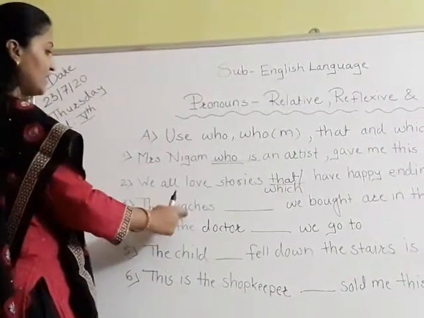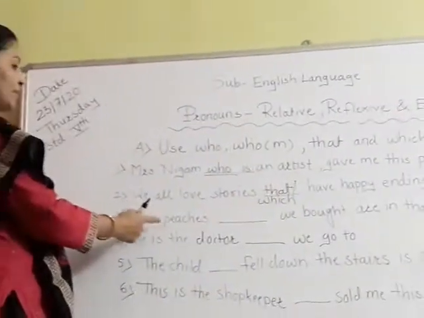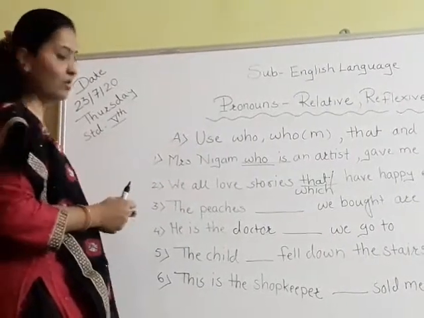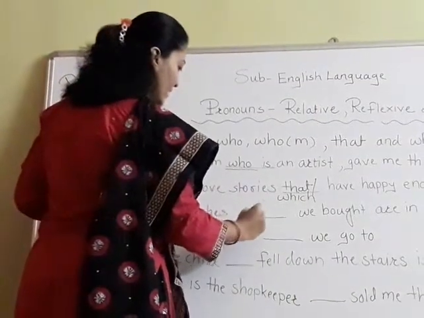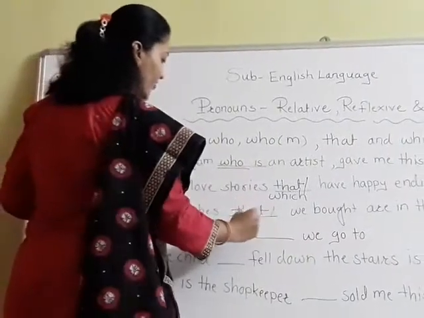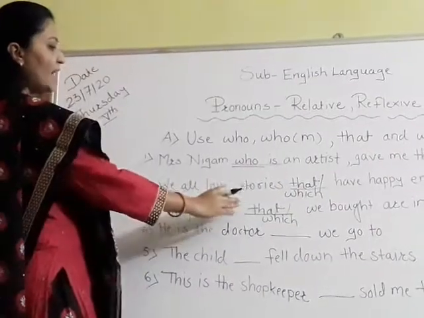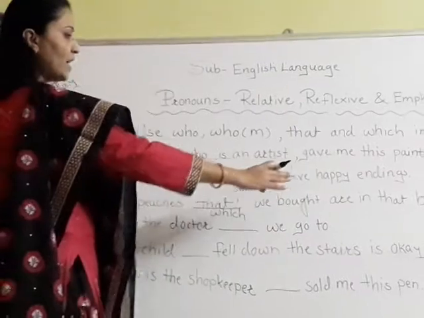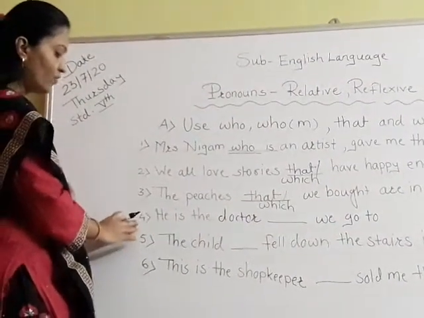The peaches dash dash we bought are in that basket. So peaches, we are talking about the things. Peaches is a fruit. Okay? So the peaches that we will use here that, or again we can also use here which also. The peaches that we bought are in the basket, or the peaches which we bought are in the basket. Both the sentences are correct. Now see the fourth one.